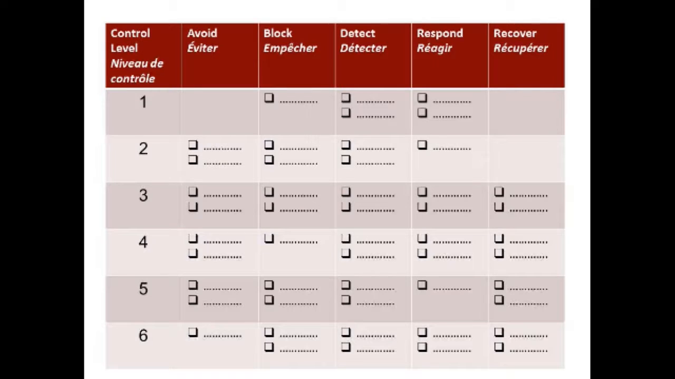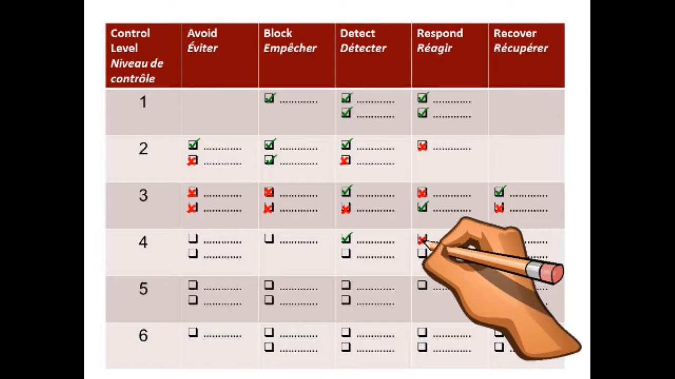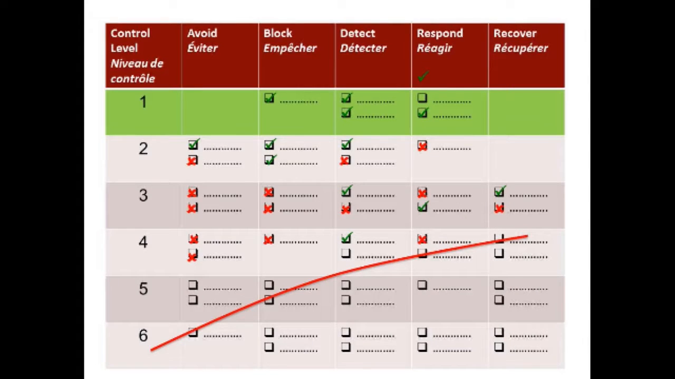How do you determine your control level? You simply go through the measures and you check off which ones you have and which ones you don't. And usually in a control level system, the highest number in which you've checked off everything gives you your control level. So that's usually how it's defined.